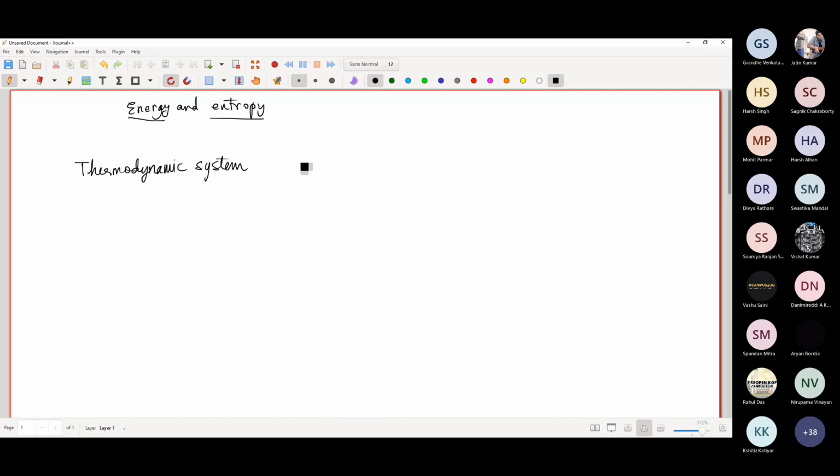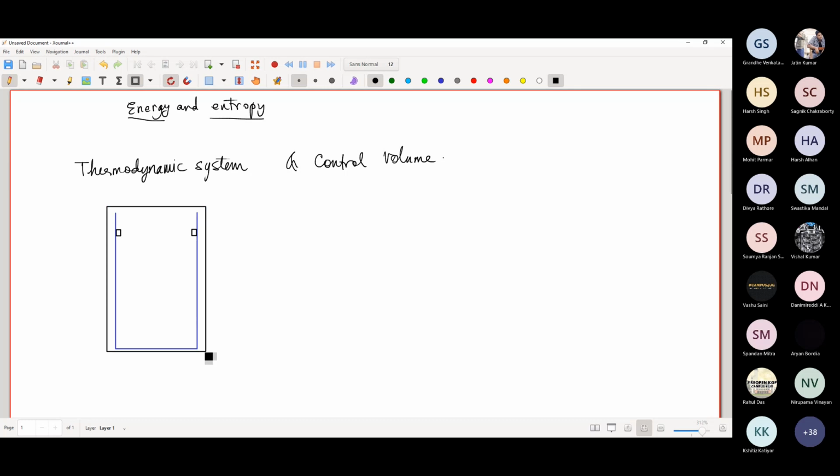and the idea of a control volume. Let me give a very simple example. So say you have a piston. This is a piston and these are the walls. Okay, let me just draw the piston with thick walls. No problem.